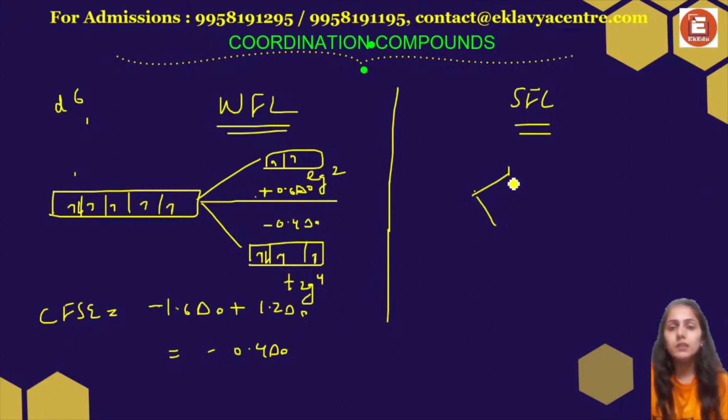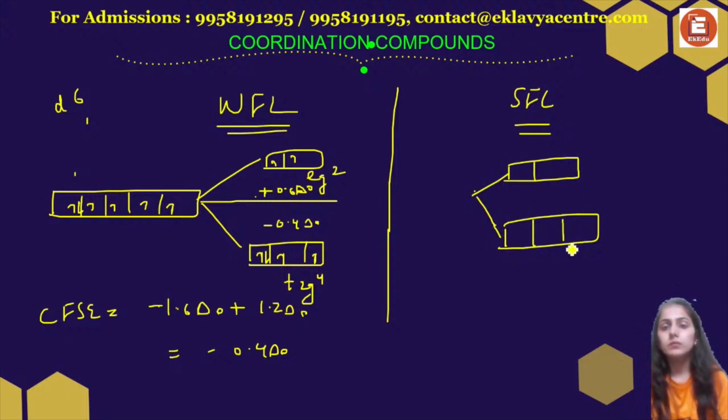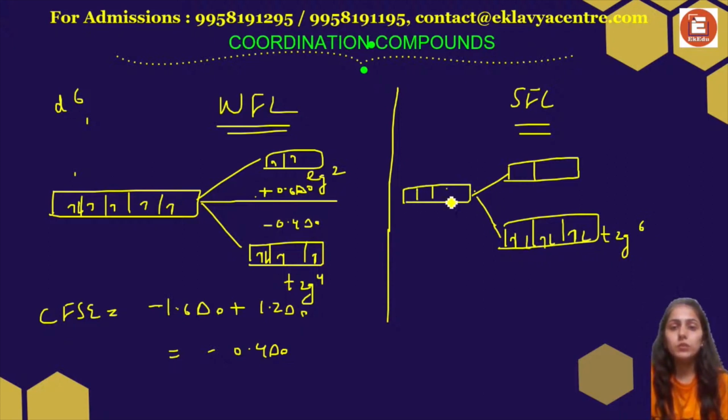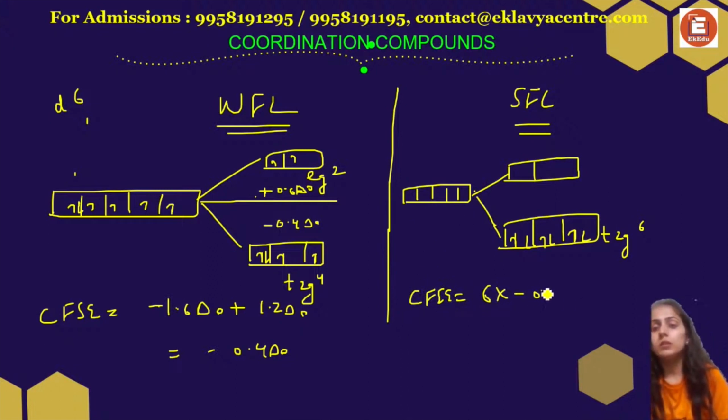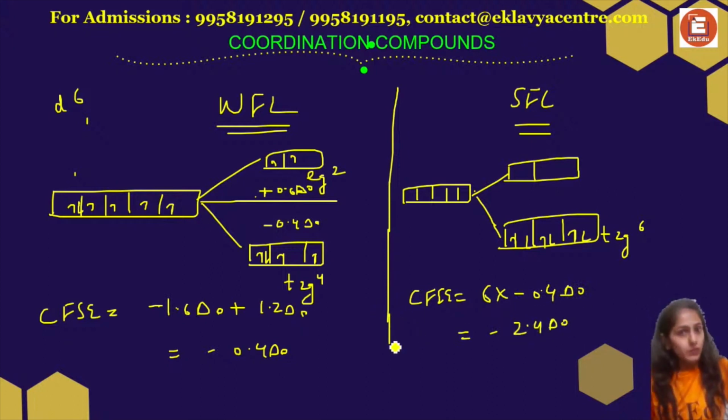In case of strong field ligand, it will be T2G6 itself. So 1, 2, 3, 4, 5, 6. Simply calculate 6 into minus 0.4 del O. It will be minus 2.4 del O. And the more negative the value of CFSE, the more stable is the complex. Right?